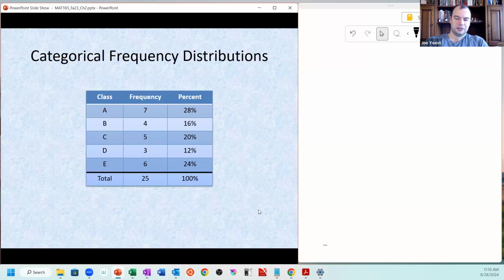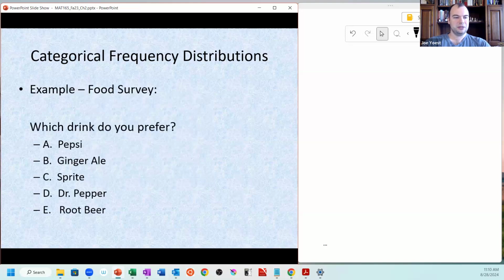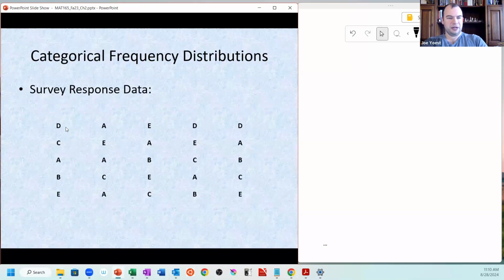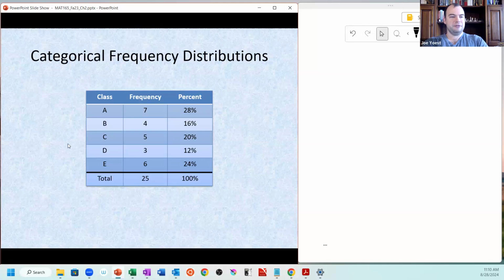So what do we do? Well, we say, what are my classes? What are my bins, my categories? What are the possible responses? A, B, C, D, E. Those are my 5 possible bins. I just list those 5 classes, and then the frequency is just the number of occurrences. So I go to my raw data and ask how many A's were there. In the first line, I have 1, and then 2, 3, 4, 5, 6, and 7. So there are 7 A's, 7 data points that fall into this bin, class A. I have 4 B's, 5 C's, 3 D's, and 6 E's.